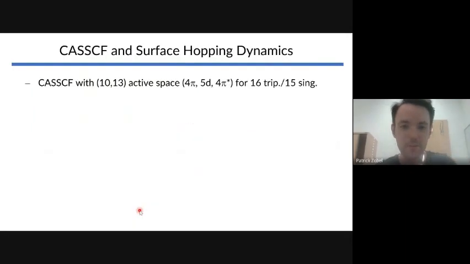Yeah, but now can we really do surface hopping? Could we really do surface hopping dynamics with this? So for this metal complex, all these state characterizations I showed you were based on CASCF calculations.